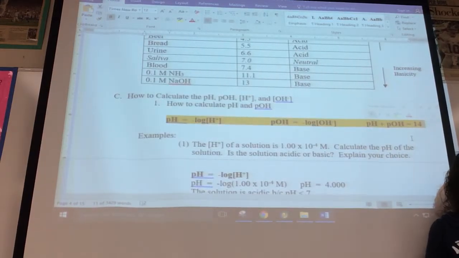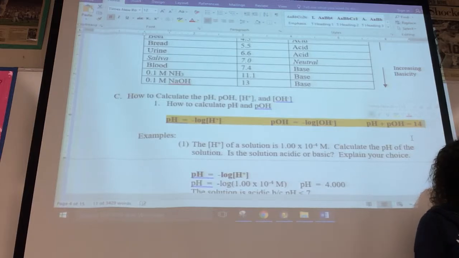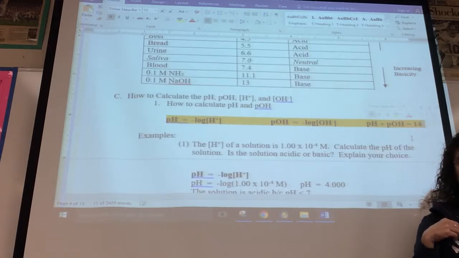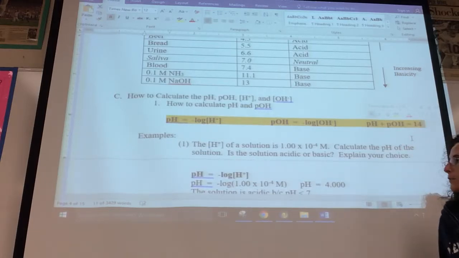So we're going to go through a series of examples. It's very important that you plug into your calculator to make sure you know what you're doing with it. I can help you with your calculator today, any day we do classwork, but I can't punch your calculator on a quiz or a test. That's not fair.